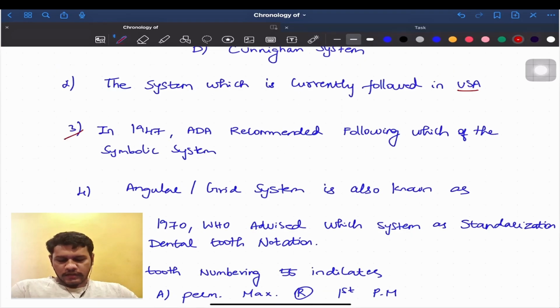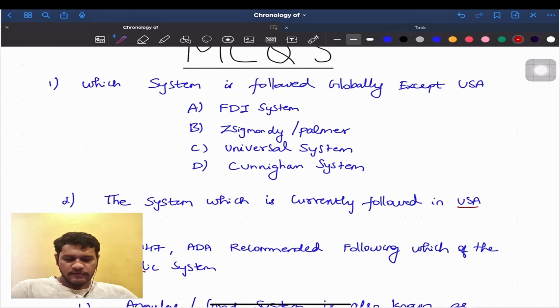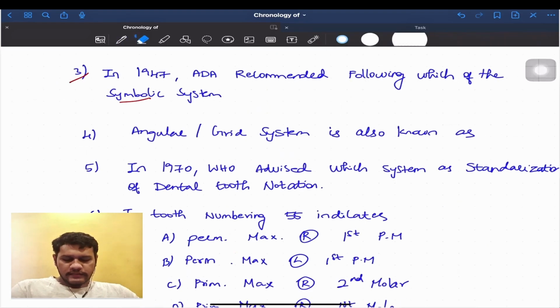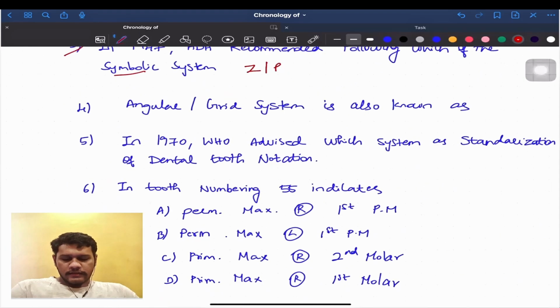Third question: in 1947, the ADA, the American Dental Association, recommended following which symbolic system? From the options, you can say it is the Zsigmondy Palmer notation system. It is also called the angular or grid system, and the symbolic system. So the answer is Zsigmondy Palmer for the third one. Next, the angular system, the grid system, is also known as the Zsigmondy Palmer system.